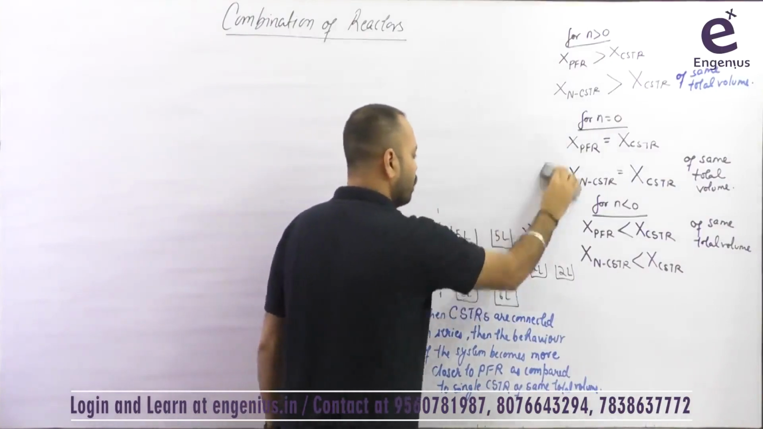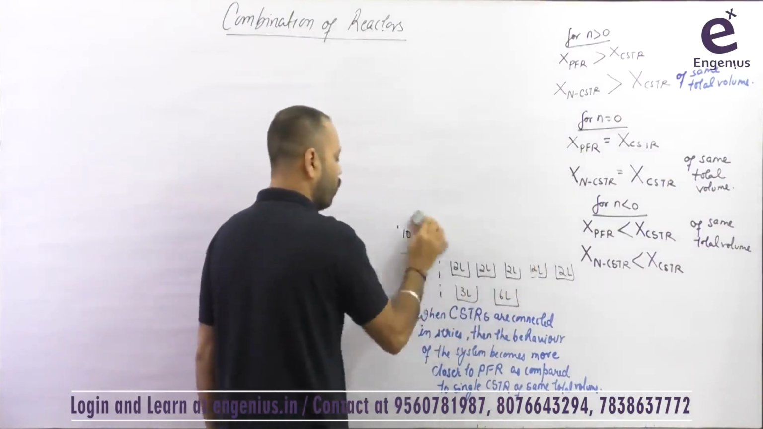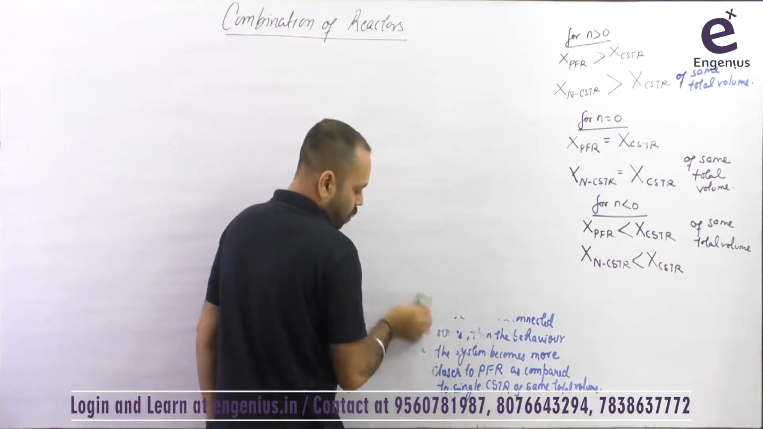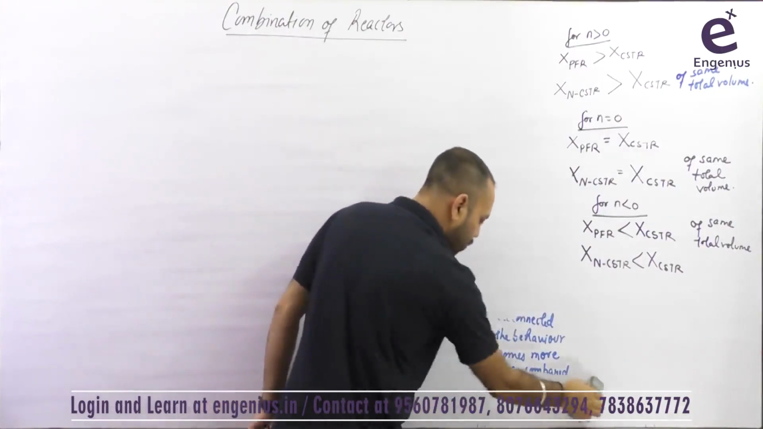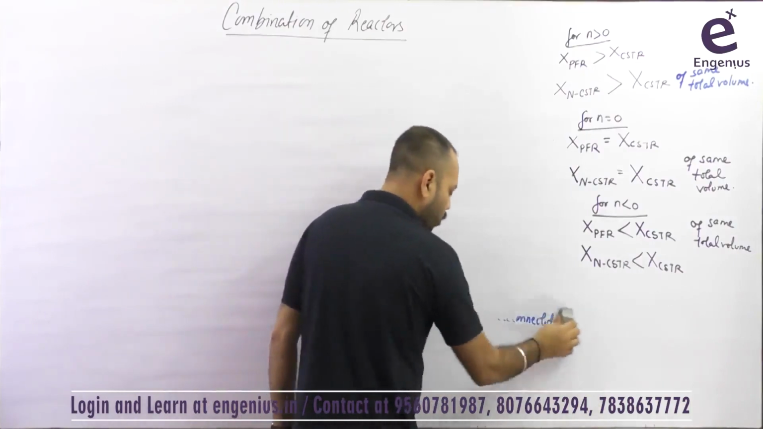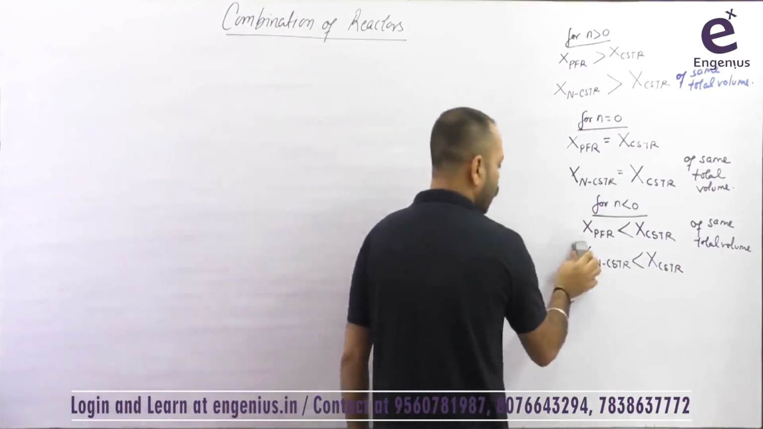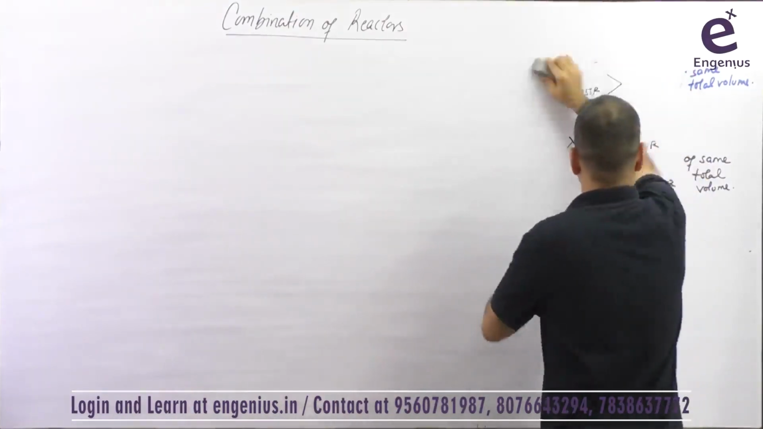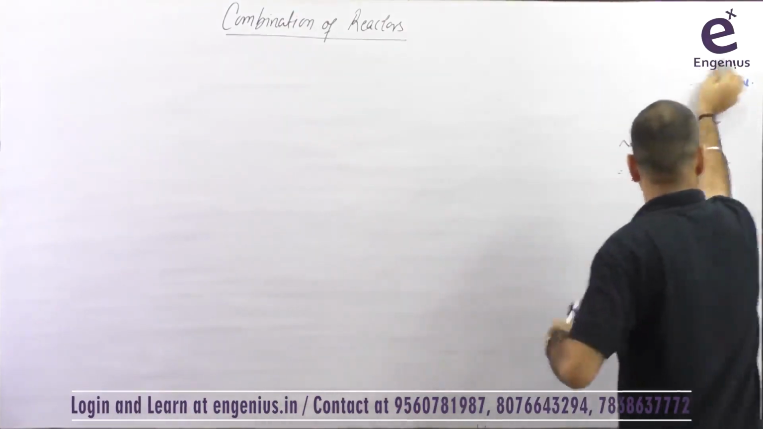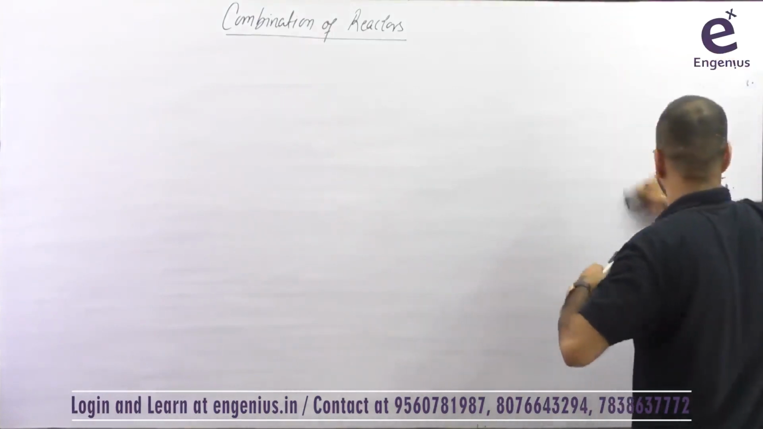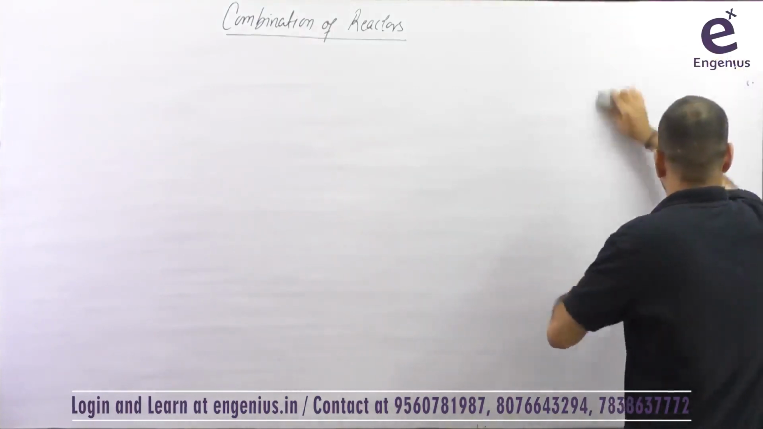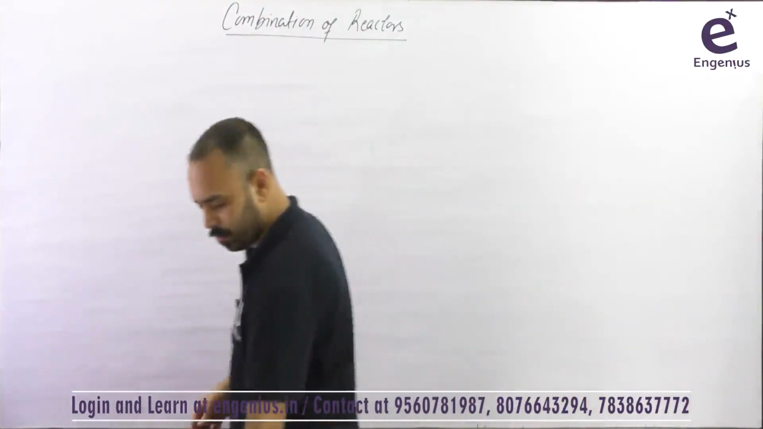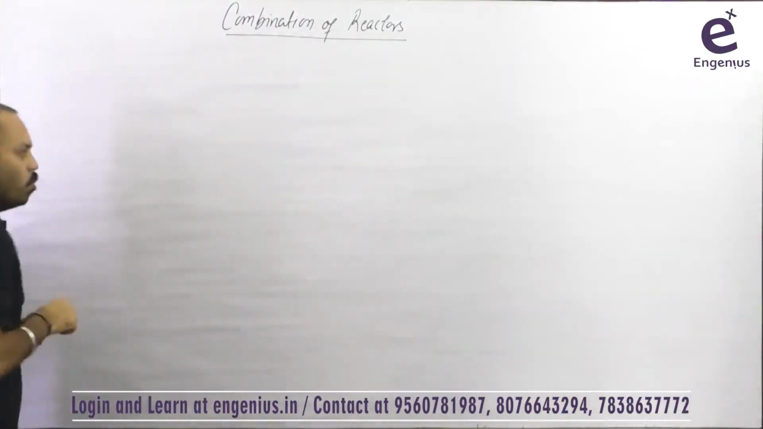So let us now discuss one more thing. That is, when CSTRs are connected in series, fine, they are going to give you more conversion than the single CSTR if the order of the reaction is more, right? Order of the reaction is more than 0, of course. But there is one more question.